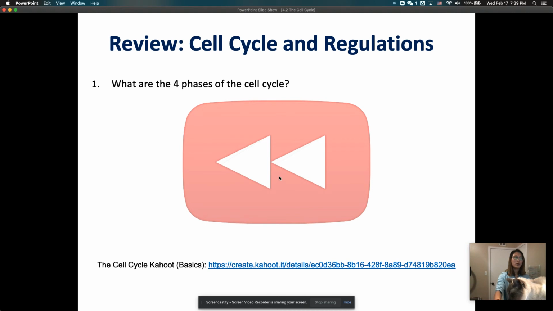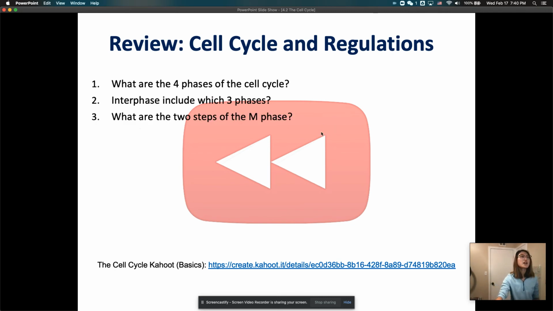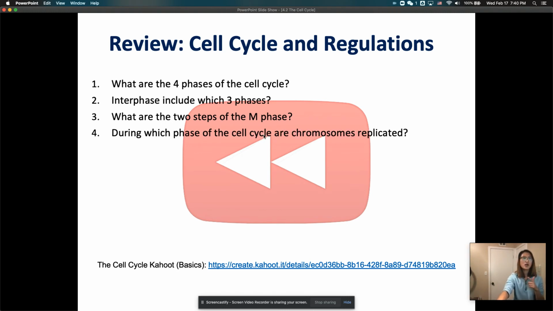Here's a quick review for you. 4 phases of the cell cycle. G1, S, G2, M. Gap 1 phase, synthesis phase, gap 2 phase, mitotic phase. Those are our 4 phases. The interphase includes G1, S, and G2 phase. 2 steps of the M phase are mitosis and cytokinesis. Which phase are the chromosomes replicated? That's the S phase, because synthesis, DNA replication.